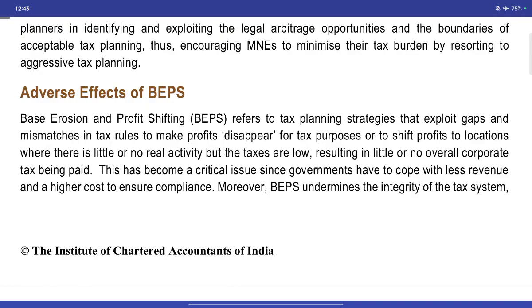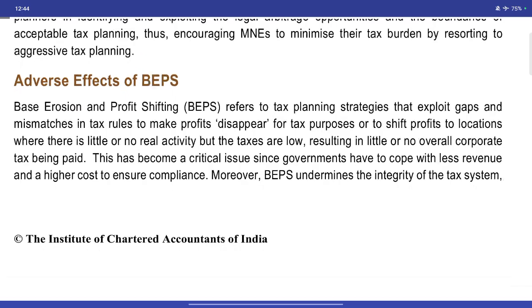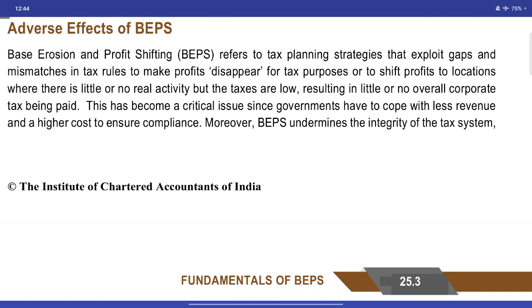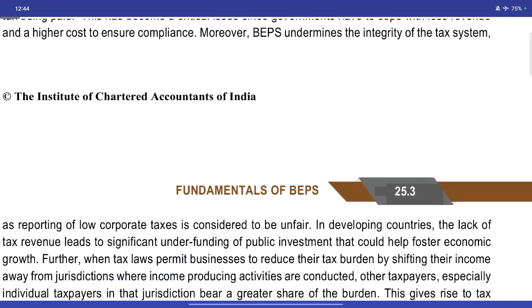Adverse effects of BEPS, base erosion and profit shifting. BEPS is tax planning strategy that exploits gaps and mismatches in tax rules to make profits disappear, and for tax purposes to shift profits to locations where there is little or no real activity but taxes are low, resulting in little or no overall corporate tax being paid. This is a crucial issue since governments have been coping with less revenue and higher costs to ensure compliance. Moreover, BEPS undermines the integrity of the tax systems.